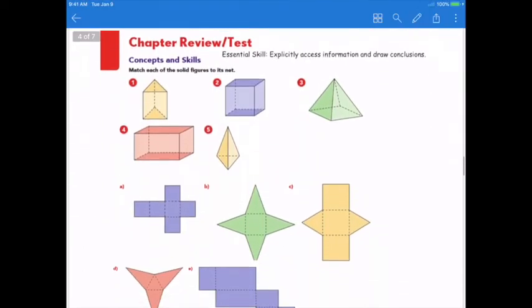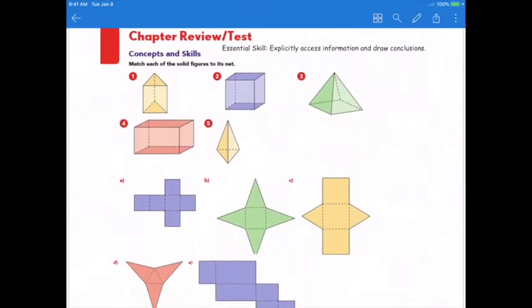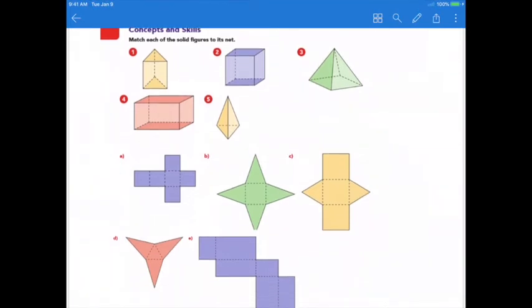All right, next. So here's what you're going to do. What you need to do is look at the prisms, and then you have to match it to the nets. So what I'd like you to do is pause, then hit play, and I'll show you the answers.